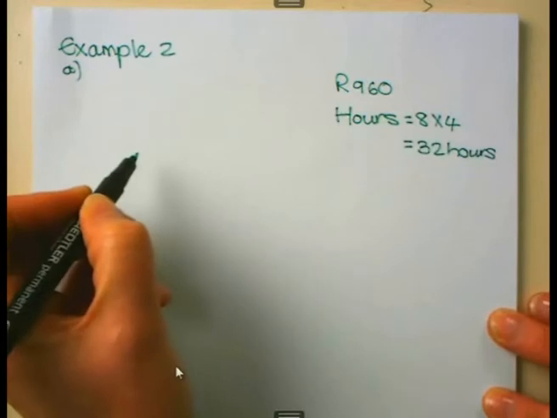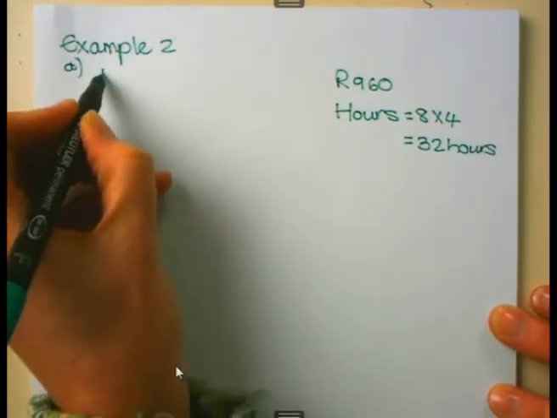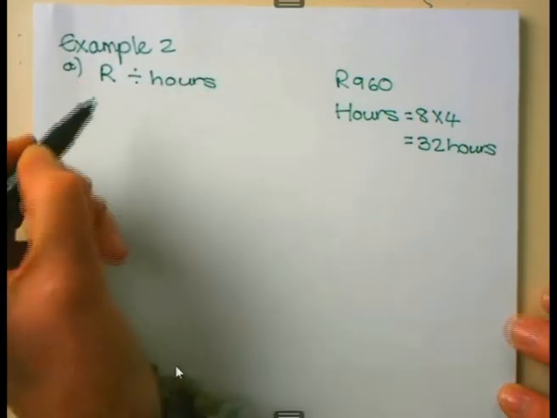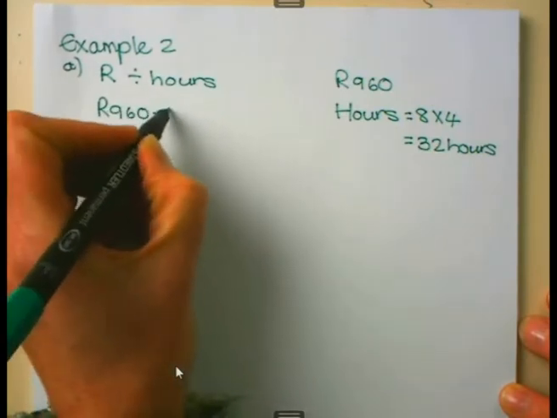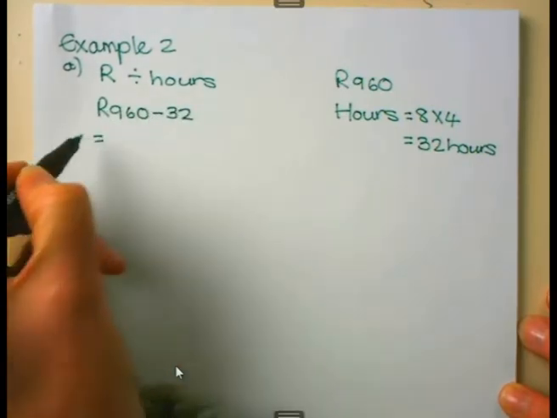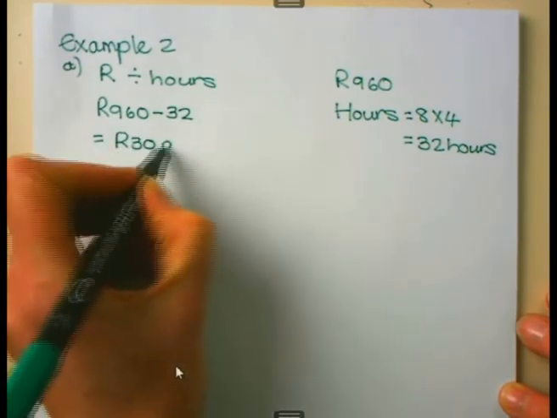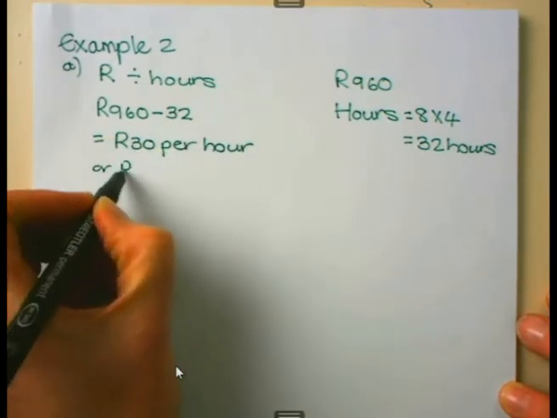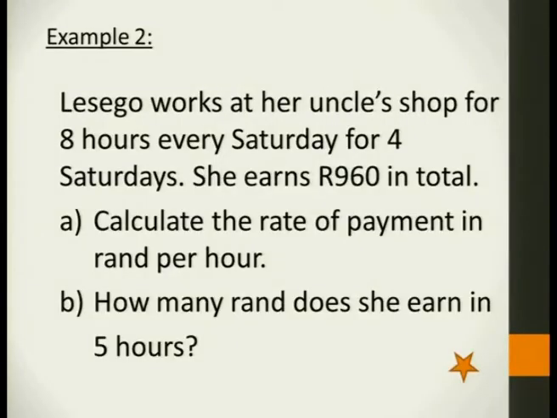Now the question said, how many rand per hour? So we're going to take our rand and we're going to divide by the hours, because that came after the word per. 960 divided by 32, and we get an answer of 30 rand per hour. Now, that was the rate of payment in rand per hour.